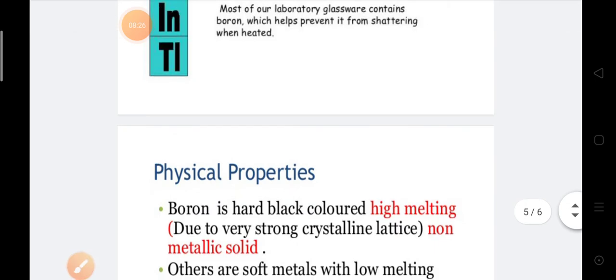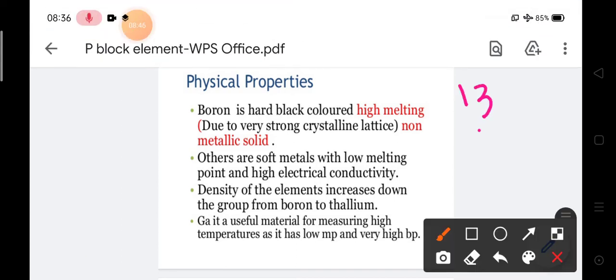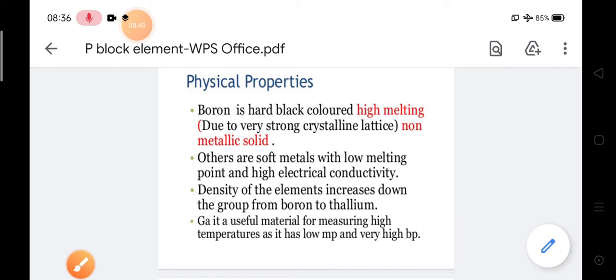Okay, so let's move to the next point, that is the physical properties. As I have already discussed the introduction to the p block, we will start discussing the physical properties of p block elements, mainly group 13 elements. When we talk about physical properties, we need to know the outer appearance of the elements, and their boiling and melting points as well.